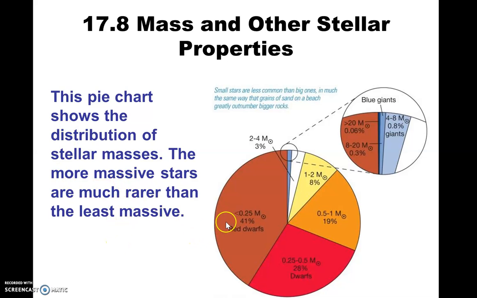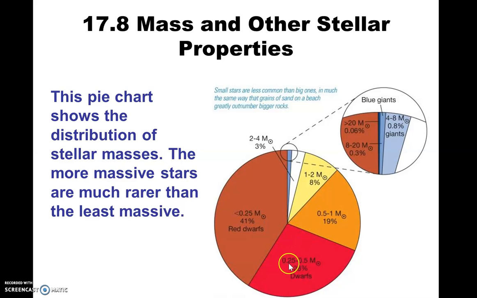So we have close to 41% of the stars that are what are called red dwarfs. That is, they have less than 1/4, or 0.25 times, the mass of the sun. Remember, we always do this. We always look at the stars and compare them to our sun, because that's the star that we know the best.